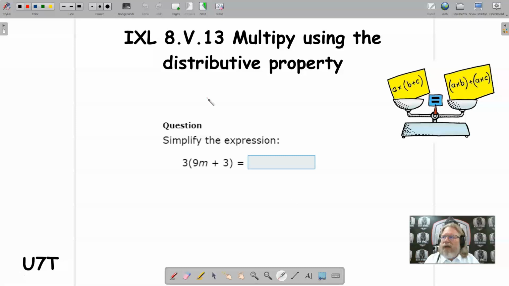Hello, this video is for IXL, activity 8.V.13. It is titled Multiply using the distributive property. And the 3-character code for this activity is uniform 7 tango.